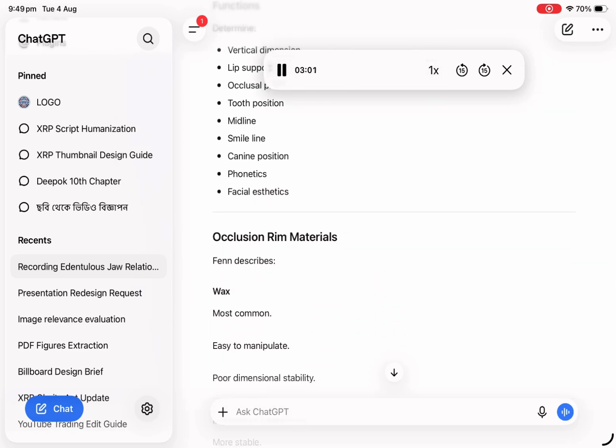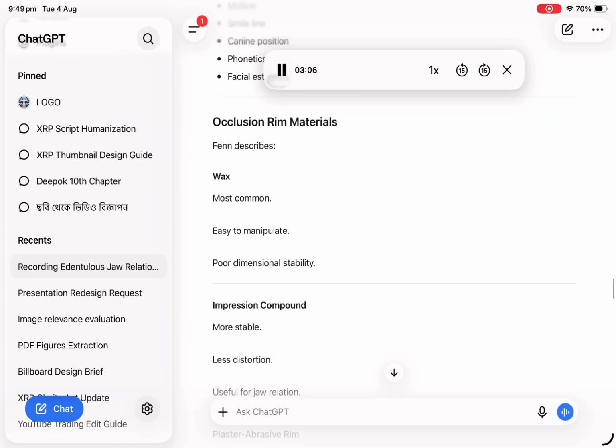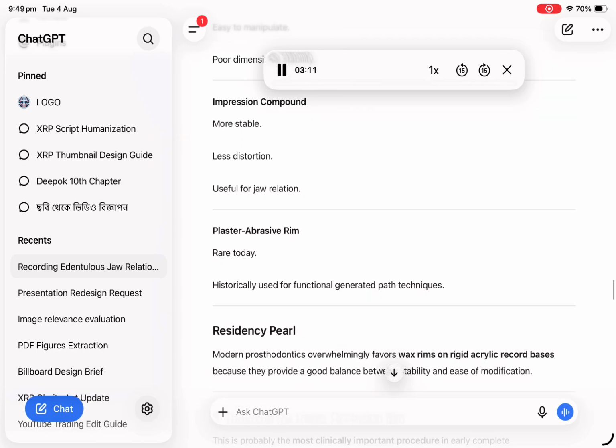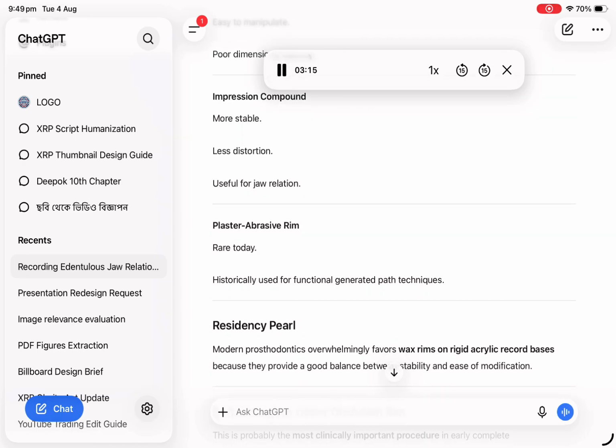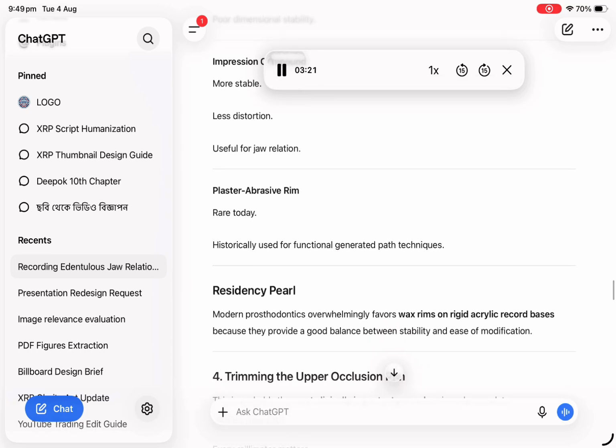Occlusion rim materials Fenn describes: wax, most common, easy to manipulate, poor dimensional stability; impression compound, more stable, less distortion, useful for jaw relation; plaster abrasive rim, rare today, historically used for functional generated path techniques. Residency pearl: modern prosthodontics overwhelmingly favors wax rims on rigid acrylic record bases because they provide a good balance between stability and ease of modification.